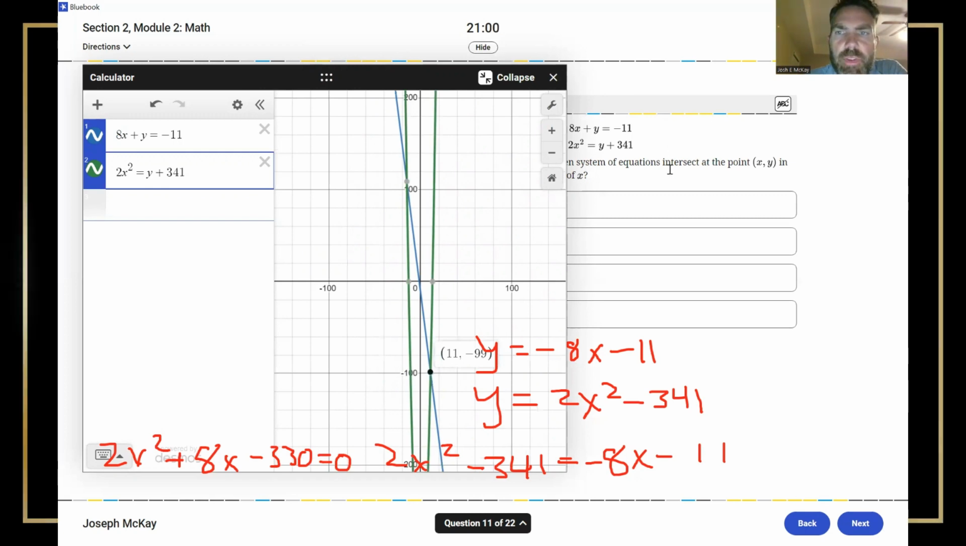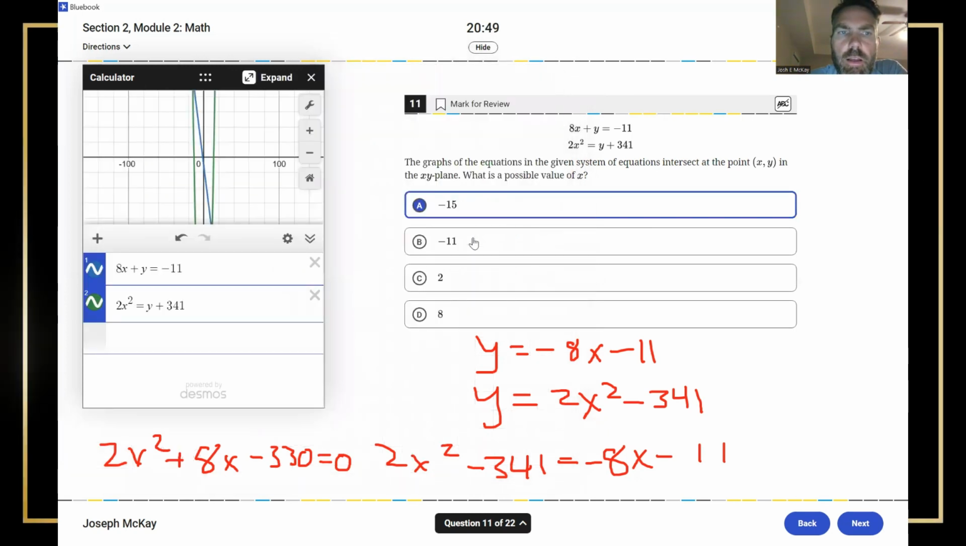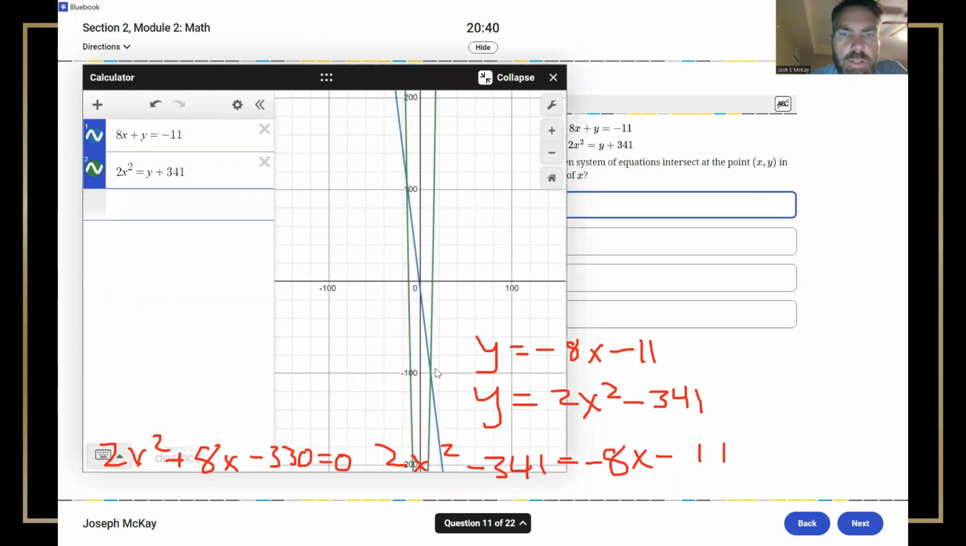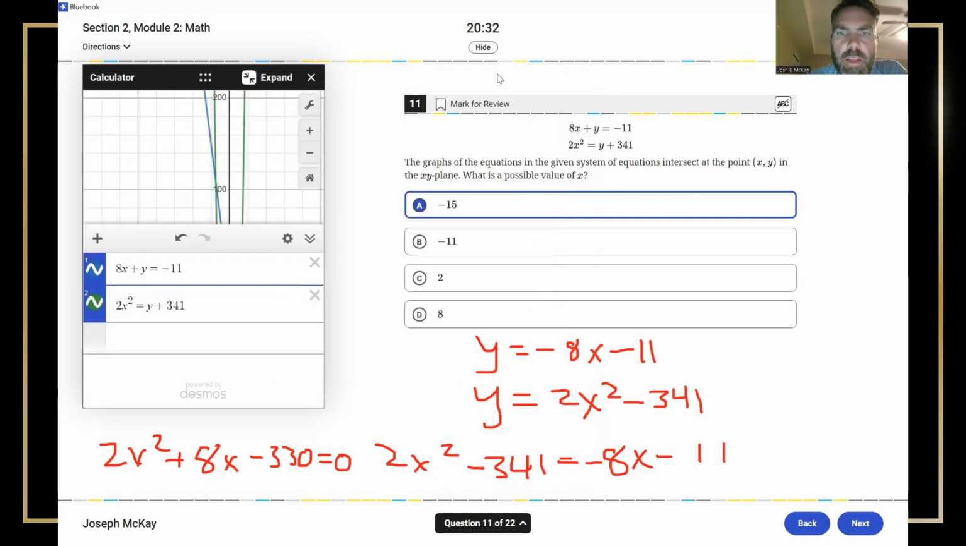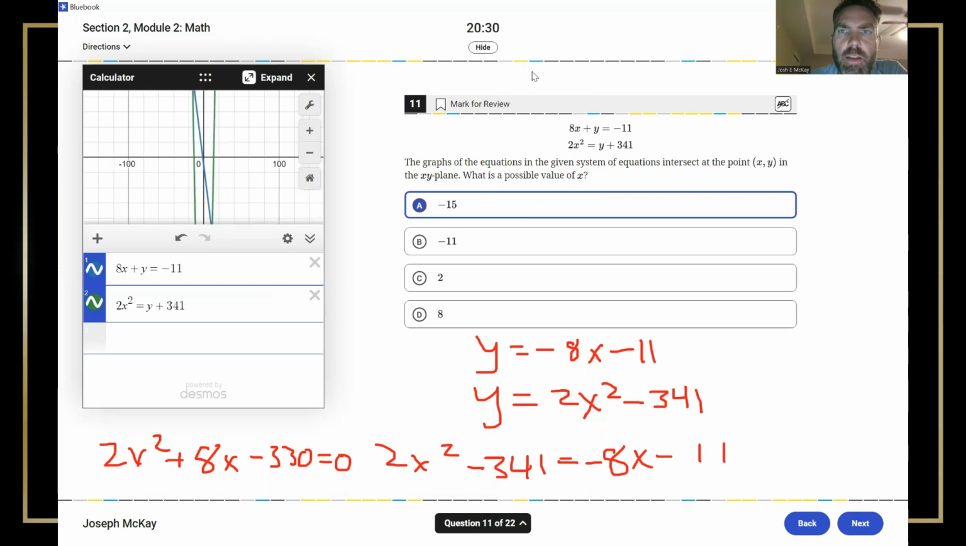It asks for the value of x. So let me make my calculator go away, or at least get smaller. I said x was positive 11, so the negative 11 is not true. Let me go back and find the other solution, because that was one solution, but there's another solution up here where these two cross, and it's negative 15. So negative 15 is going to be the answer I think that we'll choose. That's the A right there.